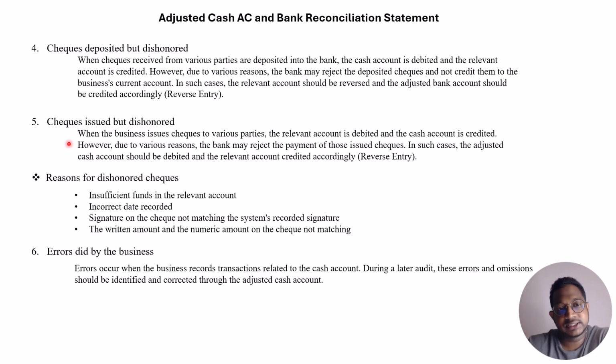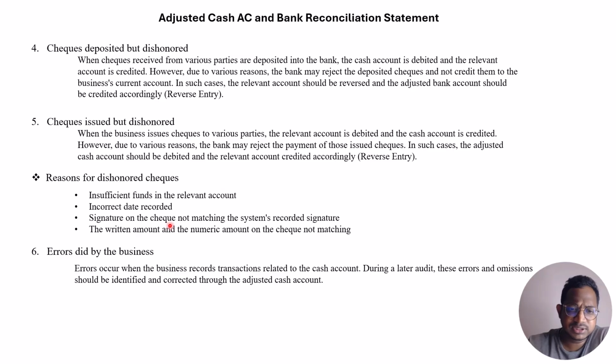Same happens to the issued but dishonored. So here what is happening? We are issuing checks. So at the point of issuing checks, we are crediting a cash account. But because of some reason, the bank rejected to pay that check. So they inform that the check was dishonored. So at that point, we have to reverse the entry. So at the point of issuance, we credit the cash account. And when the bank informs that the check was dishonored, then you have to debit the cash account back and then credit the other account as well, right?